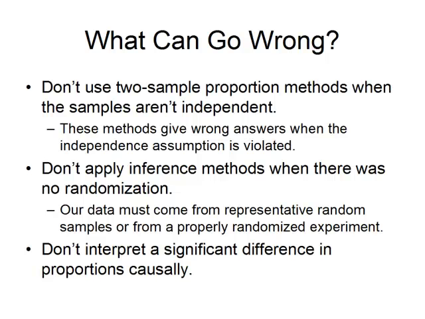Don't use two sample proportion methods when the samples aren't independent. These methods give wrong answers when the independence assumption is violated. Don't apply inference methods when there was no randomization. Our data must come from representative random samples or from a properly randomized experiment. Don't interpret a significant difference in proportions casually.